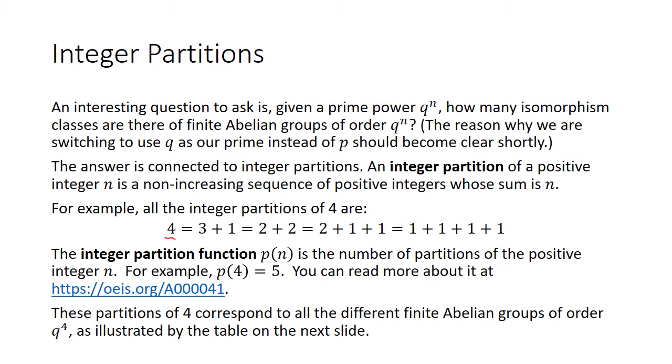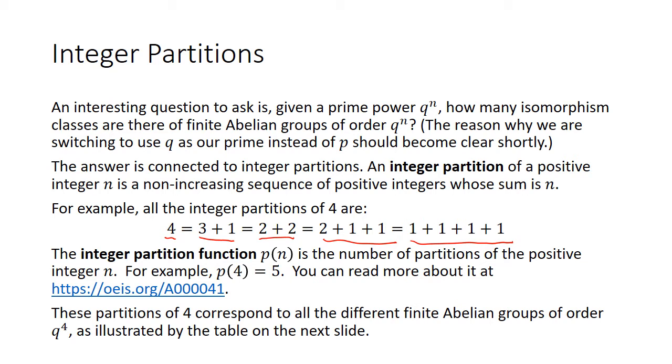You can just have 4 by itself, or 3 plus 1, or 2 plus 2, or 2 plus 1 plus 1, or 1 plus 1 plus 1 plus 1. That is all the different ways of breaking up 4 into a sum of positive numbers. There's a function called p of n, the integer partition function, which is the number of partitions of the positive integer n. I can't remember if there's a closed formula for it, but there's certainly a recursive formula. For example, p of 4, the number of different ways of writing 4, is 5. We just showed the 5 ways right there.